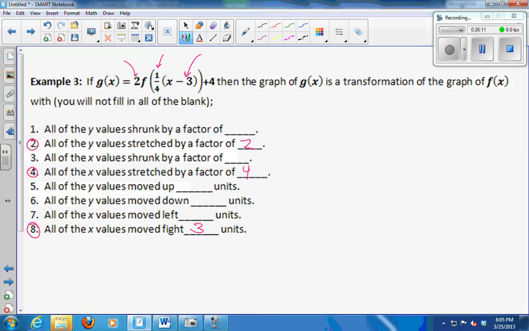Okay. And then the +4, inside or outside? It's outside. So that means it's going to be a vertical change. And it's addition, right? It's just +4, which means it's going to be a shift. And am I going to go up or down? Up, because it's a vertical, does exactly what you expect. So all of the y values get moved up 4 units. And everything else doesn't happen.